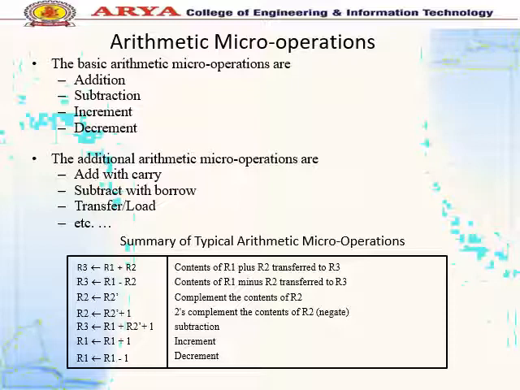R1 minus R2 goes to R3. It means contents of R1 minus R2 transfer to R3. R2 complement goes to R2. It means complement of the content of R2. R2 complement plus 1 goes to R2. It means 2's complement of the content of R2. R1 plus R2's 2's complement goes to R3, that is subtraction. R1 plus 1, increment. R1 minus 1 goes to R1. It means decrement.